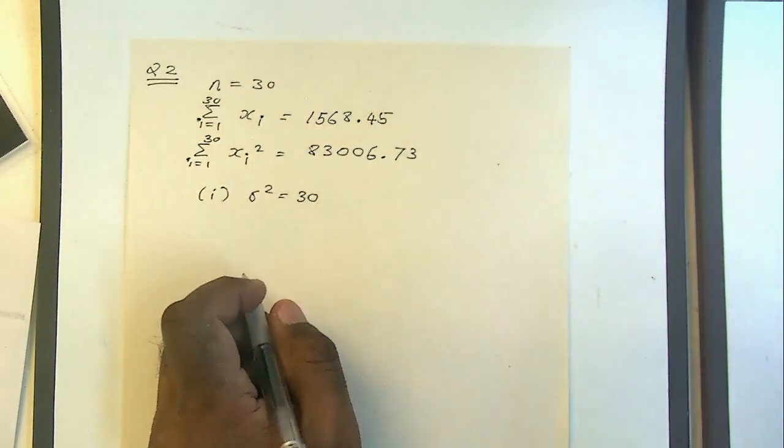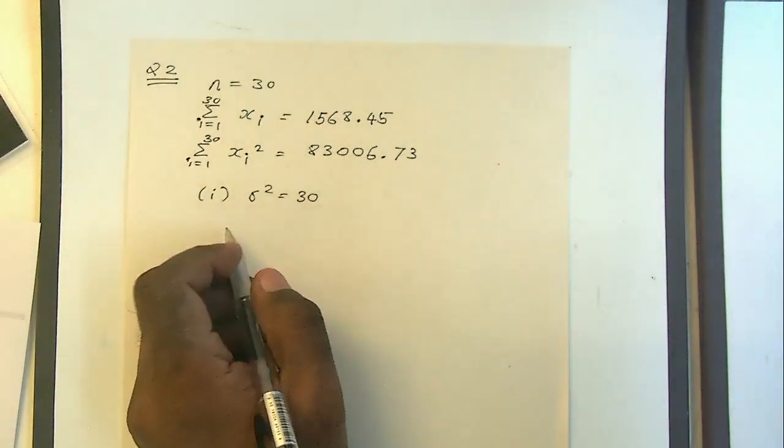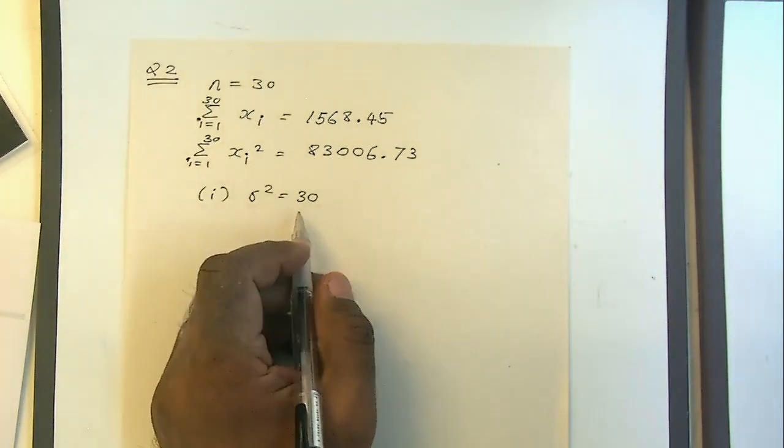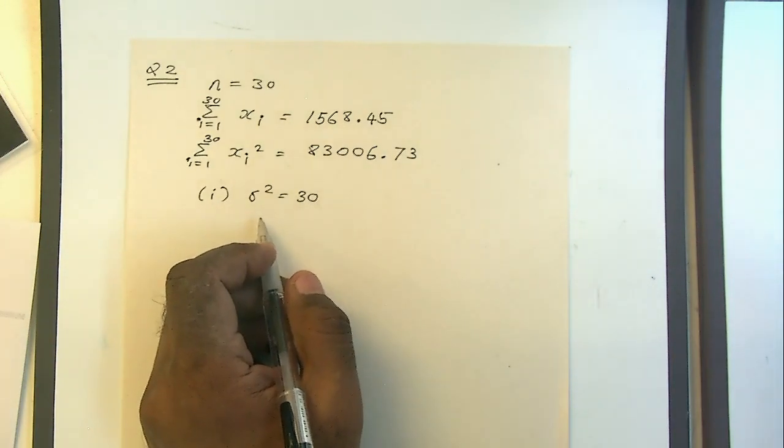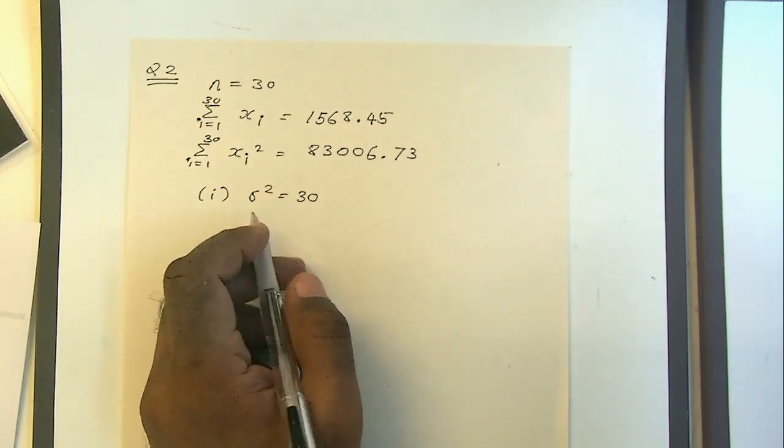Right, would you listen please? To part 1, we are told that sigma squared is 30 and we want to find a confidence interval for mu. So which formula should you use? You will use the first formula, right?